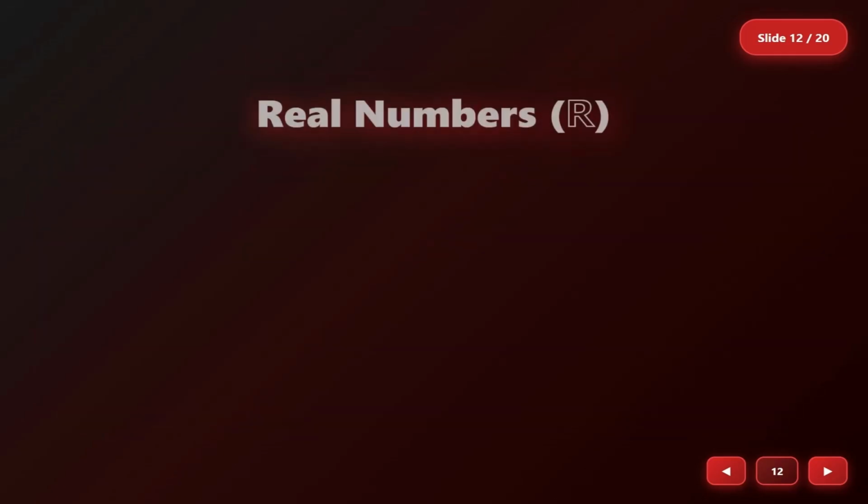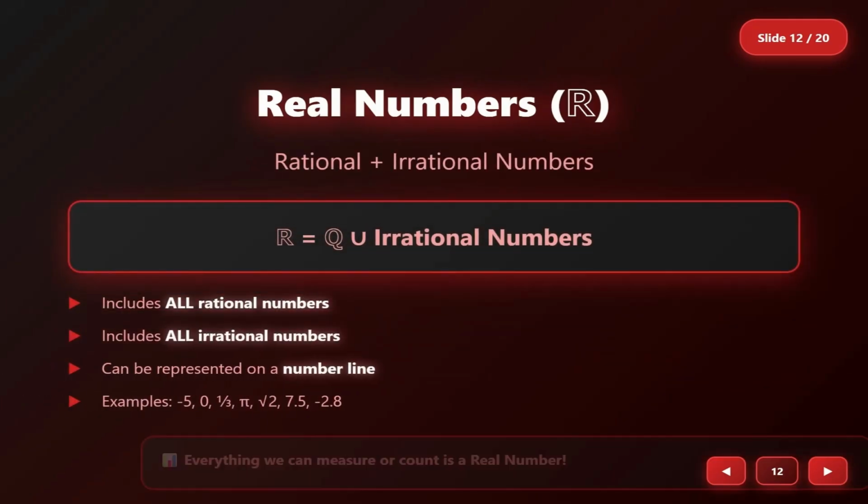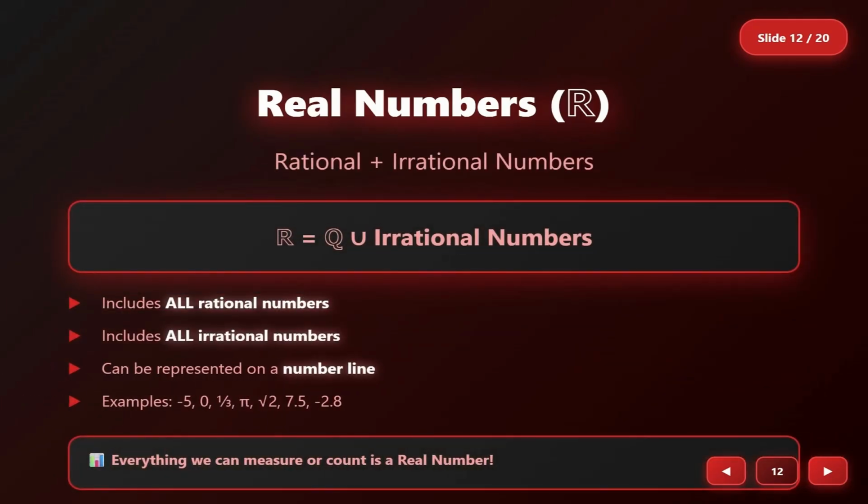Alright, now let's bring everyone together. Welcome to real numbers. It is represented with the capital letter R, and real numbers include both the rational as well as irrational numbers. Here is the cool part. Every real number can be placed somewhere on the number line.